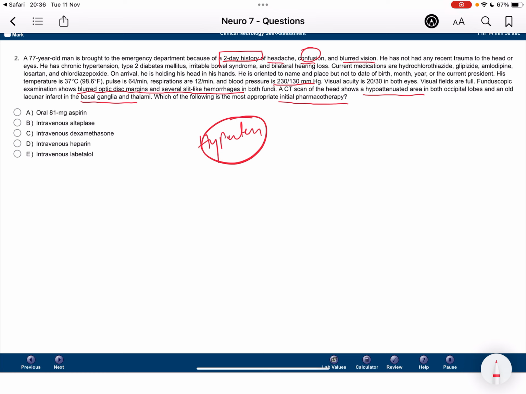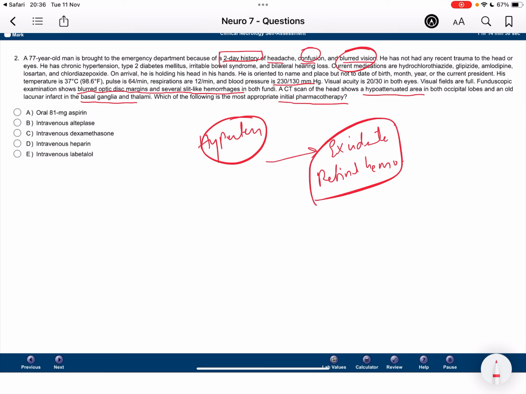Sometimes the examiner can also tell you that there can be weakness or seizures or even coma. Please remember that this patient has got blurring of vision, which indicates that the patient has got an end organ damage of the retina, that is hypertensive retinopathy. Hypertensive retinopathy can usually present with hypertensive exudates or retinal hemorrhages.